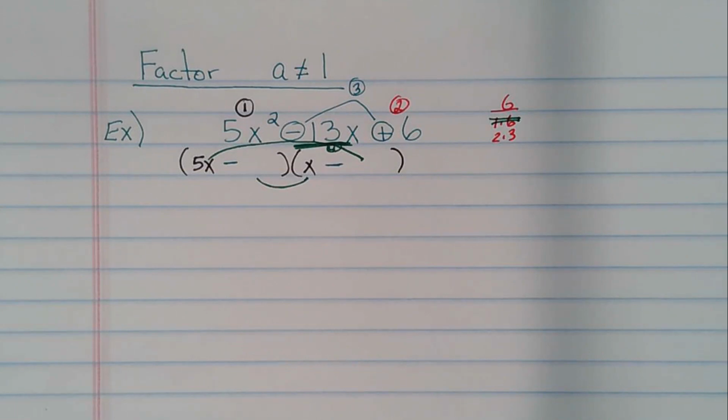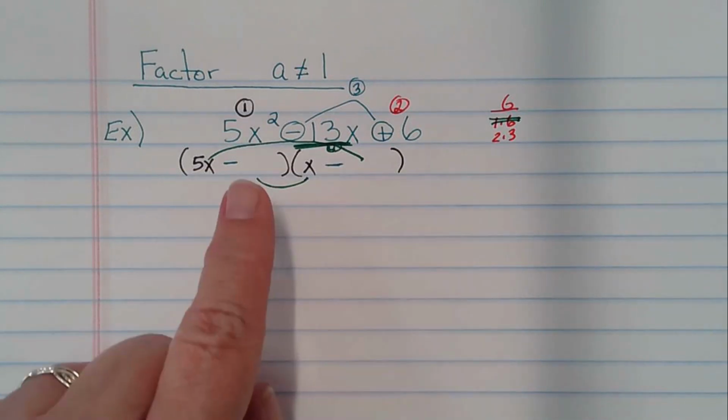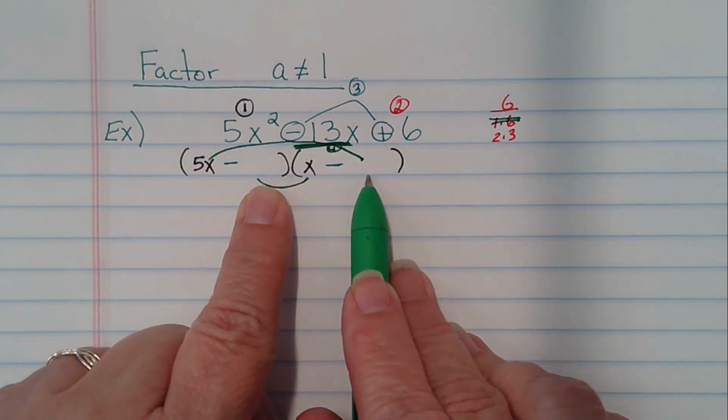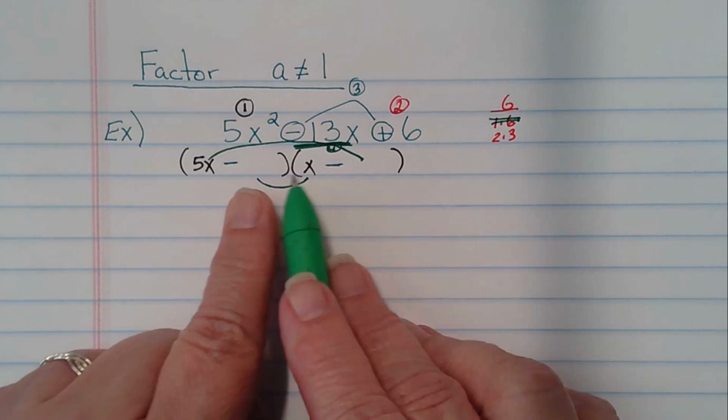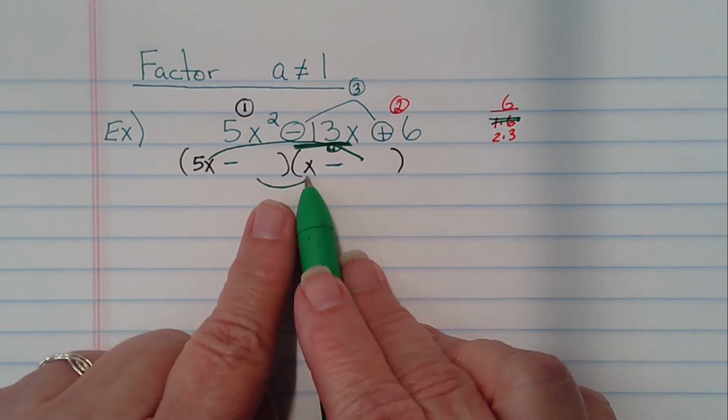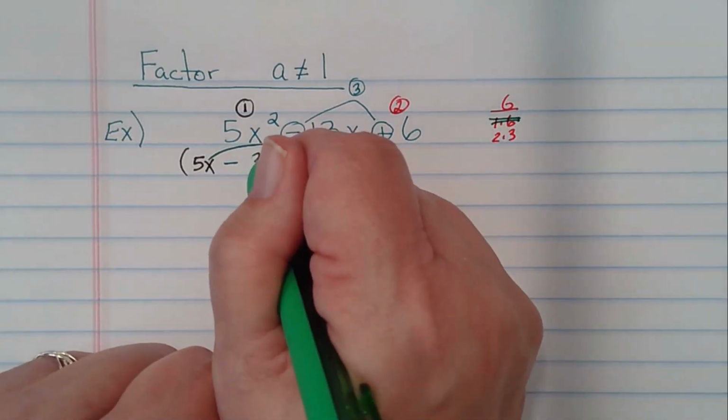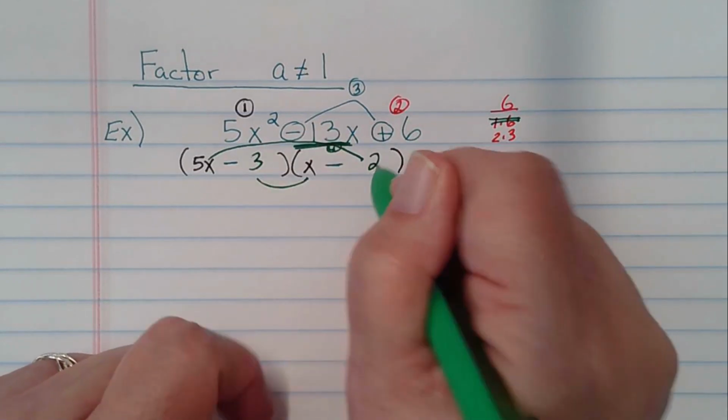So then I try the next factors. If I put a 2 here and a 3 here, the 3 would go times 5, which would be 15, and the 2 would go times x, but they're both negative, so I'd add those together, that'd be 17. So I only have one choice left, so it's going to have to be a 3 here and a 2, and then watch what happens.